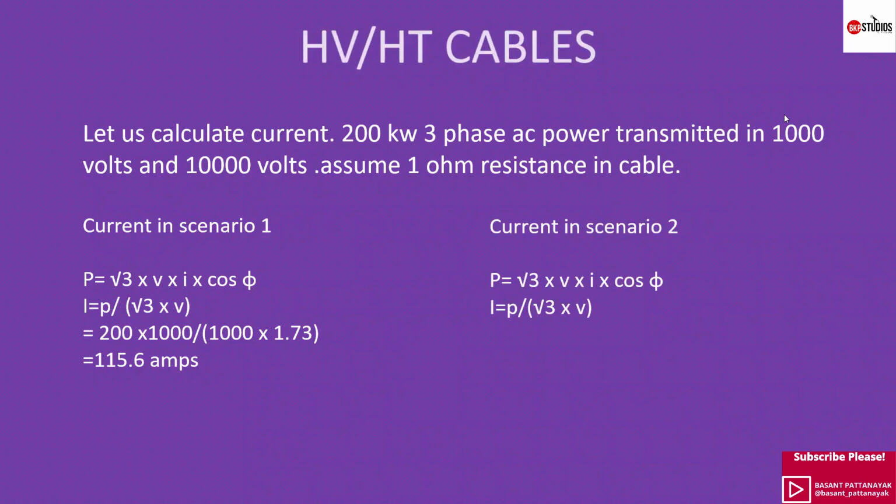In scenario 2, the transmission voltage is 10,000 volt. The equation will remain the same, I = P divided by root 3 into V. So our power is the same.